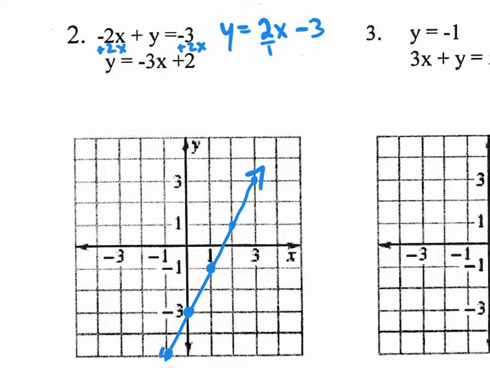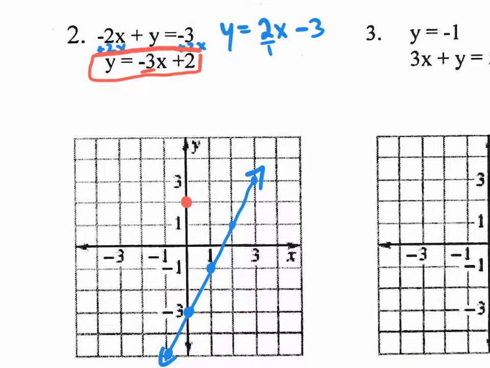Okay, let's go to the other equation. The other equation, I want to graph it in red. This one right here, it's already in slope-intercept form. So it crosses at positive 2. I got that from my b value here. And then I'm going to go down 3 over 1.